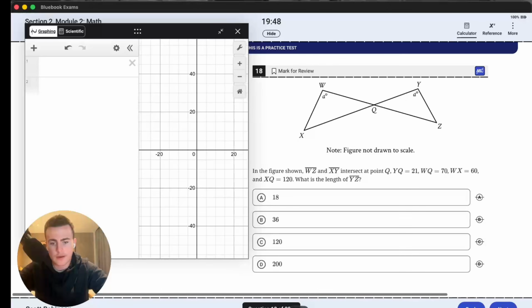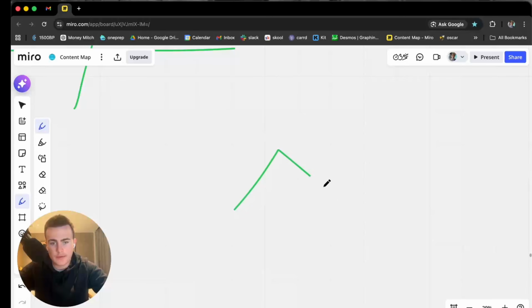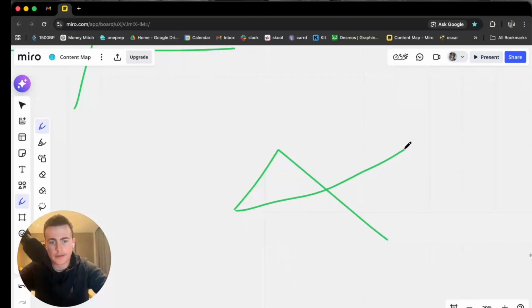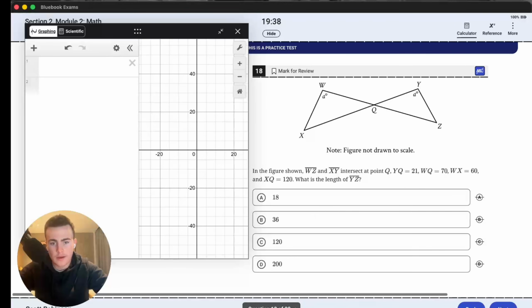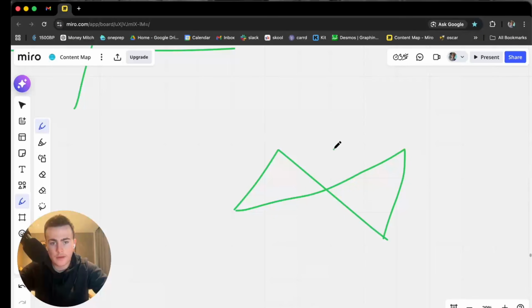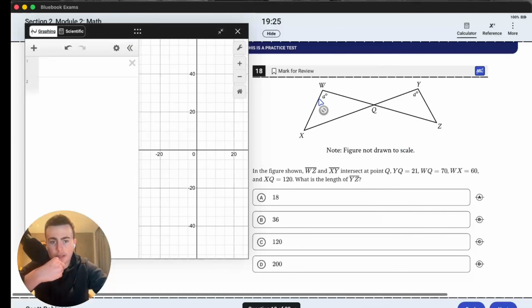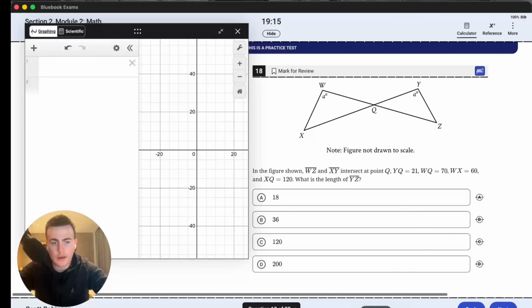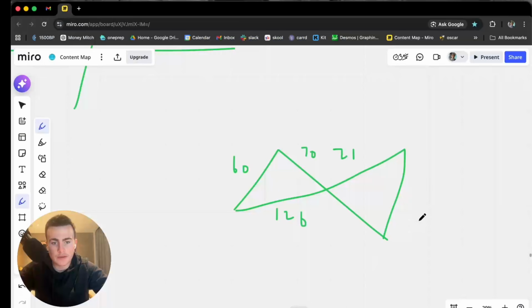Okay, this one is easy as well. Hopefully I don't screw it up. So you have these two, like this. Oh, I'm gonna run out of time, guys. Okay, so YQ is 21. WQ is 70. I took too long explaining the other ones. Then we have WX is 60, XQ is 120. And we need to find the measure of YZ. YZ is this one.